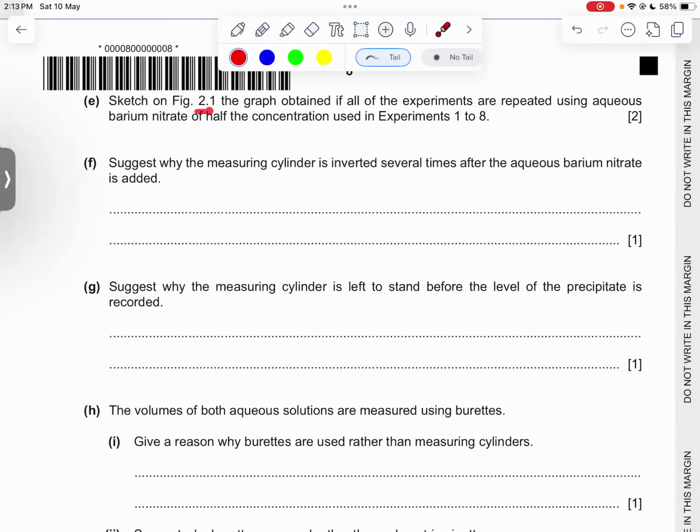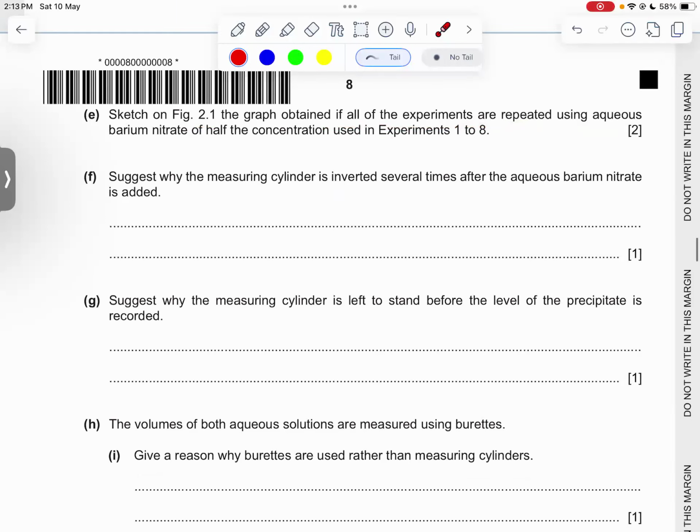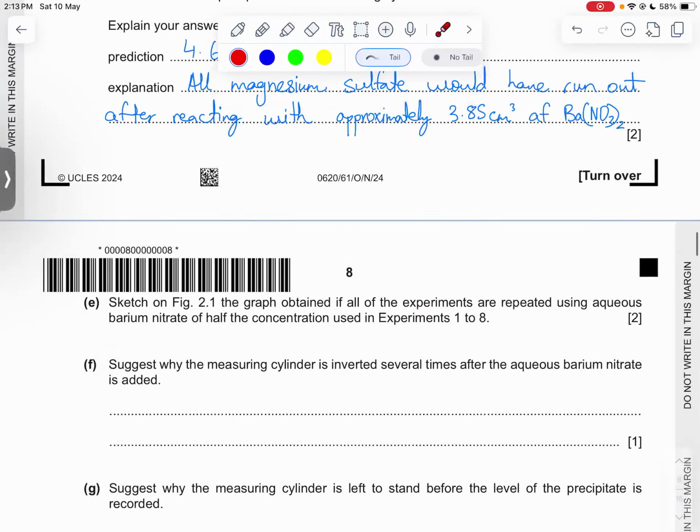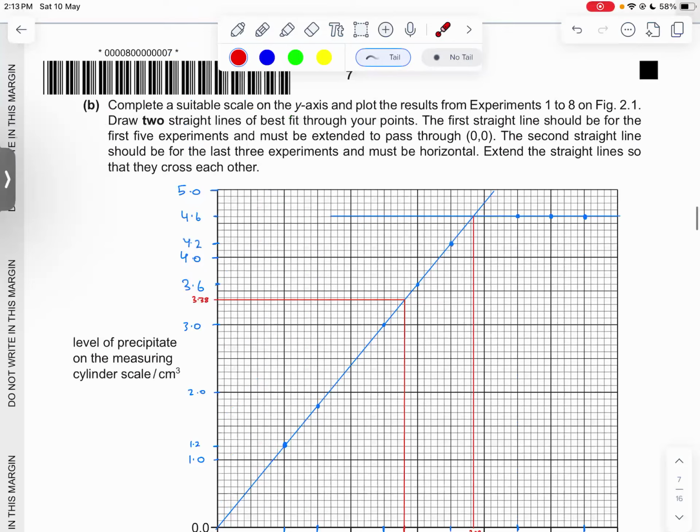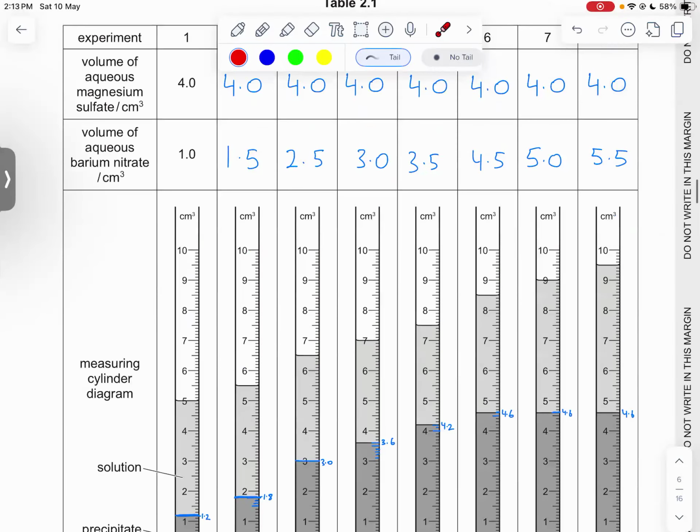All right. Next: sketch on figure 2.1 the graph obtained if all the experiments are repeated using aqueous barium nitrate of half the concentration used in experiment 1. So if we use half the concentration of barium nitrate, then that means that half the moles of barium nitrate are present in every volume. Does that actually make sense?